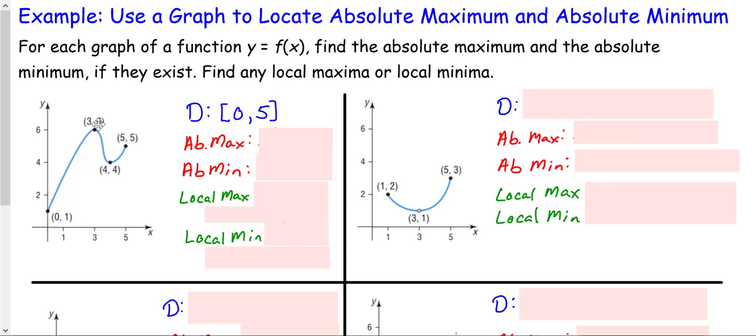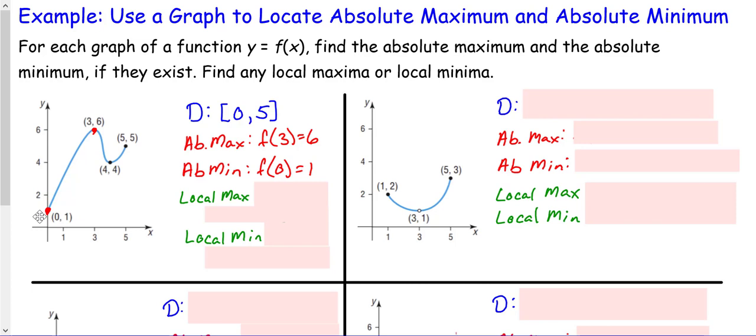In this case, there is one absolute maximum because we know there can only be one, and it is located at f of 3 equals 6. The absolute minimum would be at the bottom here. So it is located at f of 0 equals 1. That is the lowest point in our function.